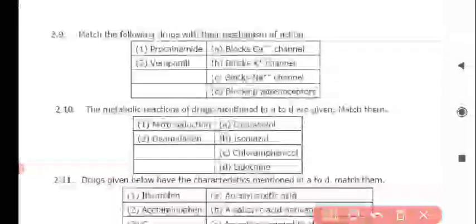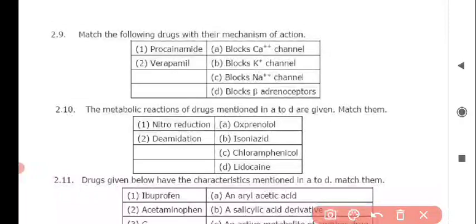Next question is match the following drugs with their mechanism of action. First option is procainamide. So for this, the correct answer is option C, that is it blocks sodium channels. And for the next option, that is verapamil, the correct answer is option A, that is it blocks calcium channels.